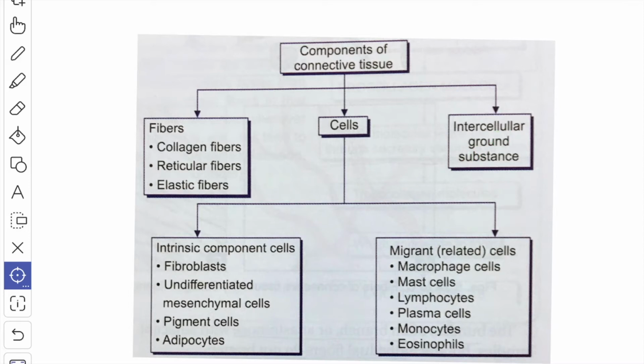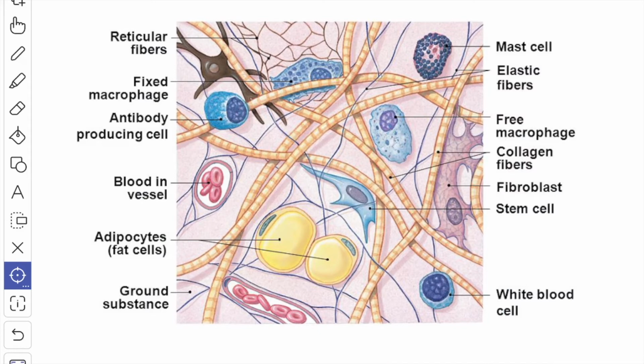Now we'll see the fibers of the connective tissue. There are three main types of fibers: the collagen fibers, the reticular fibers, and the elastic fibers. First we'll see the collagen fibers. The collagen fibers are more numerous. They can be classified into various types. The reticular fibers were once described as a distinct variety of fiber, but they are now regarded as one variety of collagen fibers. This is a diagrammatic representation. Here you can see the collagen fibers, the elastic fibers, and the reticular fibers.